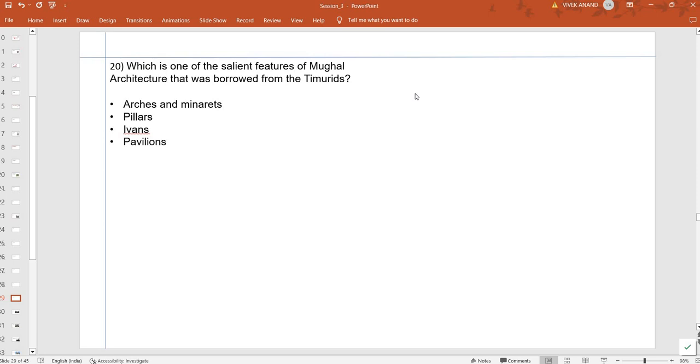I think I have discussed it a little bit before, in one of the previous questions. Which was borrowed from the Timurids? Arches or minarets or pillars or Ivans or pavilion? Which one?